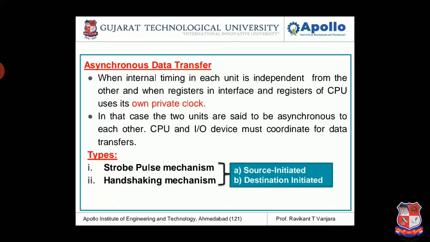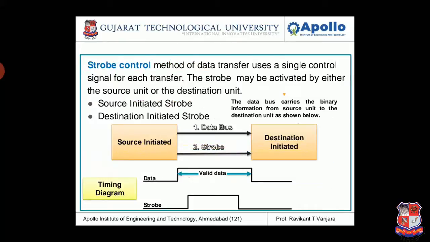There are two mechanisms under asynchronous transfer. The first one is stop pulse and the second one is handshaking. Let us discuss the stop pulse mechanism. In the stop pulse mechanism, or stop control method, the data transfer uses a single control signal for each transfer. It means in the stop control method, only one control signal is used between source and destination. The signal can be activated either by the source unit or by the destination unit. So under the stop control mechanism, we have two methods, that is source initiated and destination initiated.